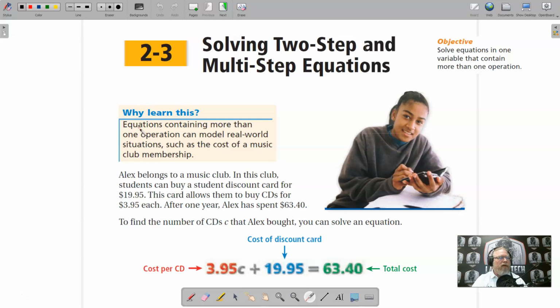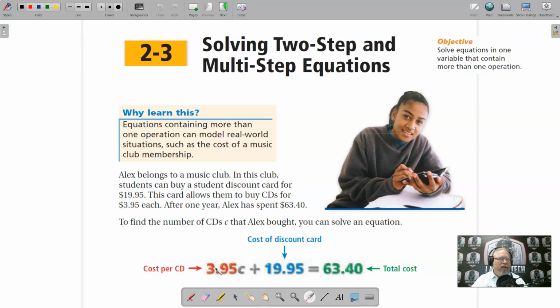So why learn this? Well, equations containing more than one operation can model real-world situations such as the cost of a music club membership. Alex belongs to a music club. In this club, students can buy a student discount card for $19.95. This card allows them to buy CDs for $3.95 each. After 1 year, Alex has spent $63.40. To find the number of CDs, and we'll use C to represent the number of CDs, that Alex bought, you can solve an equation.